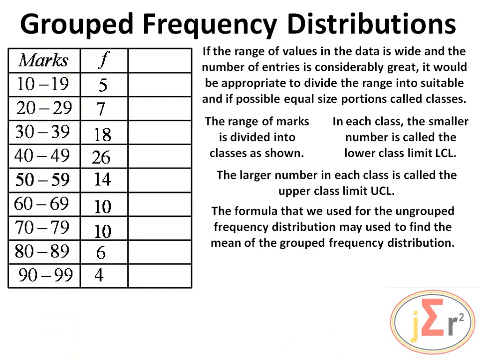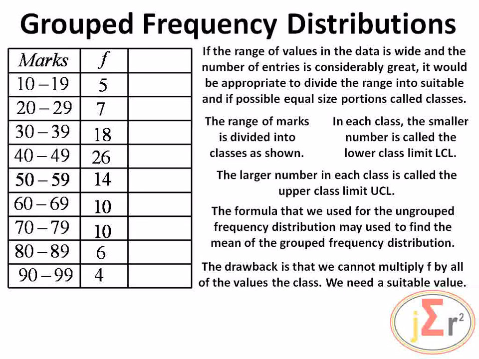The formula that we use for the ungrouped frequency distribution may be used to find the mean of the grouped frequency distribution. The drawback is that we cannot multiply f by all of the values in the class. We need a suitable value. So we need to find f times x, the product of f and x. But the data we have in this class will go from 10 to 19. So we cannot multiply 5 by 10, 5 by 11, 5 by 12, and so on. We need a suitable representative of the class, a single value that will represent the class.